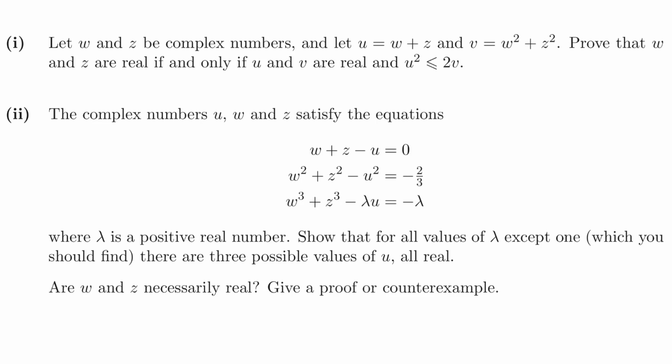Now we're given these complex numbers w and z, and also u and v in terms of w and z. And we're told to prove that w and z are real if and only if u and v are real and u squared is less than or equal to 2v.